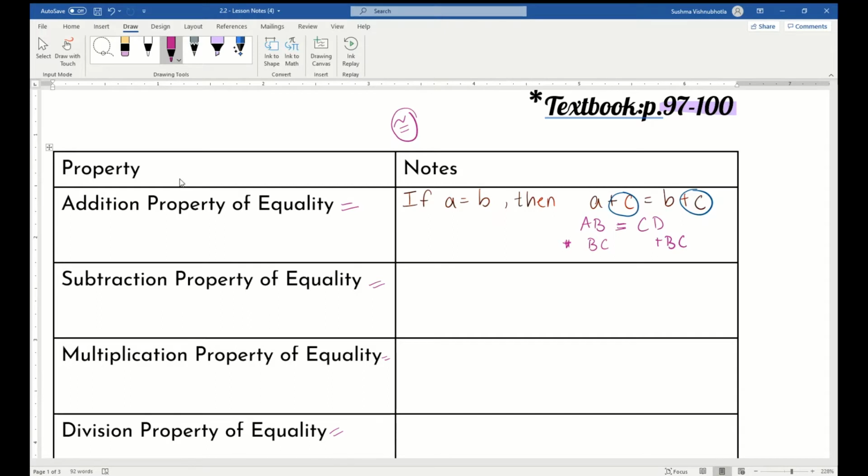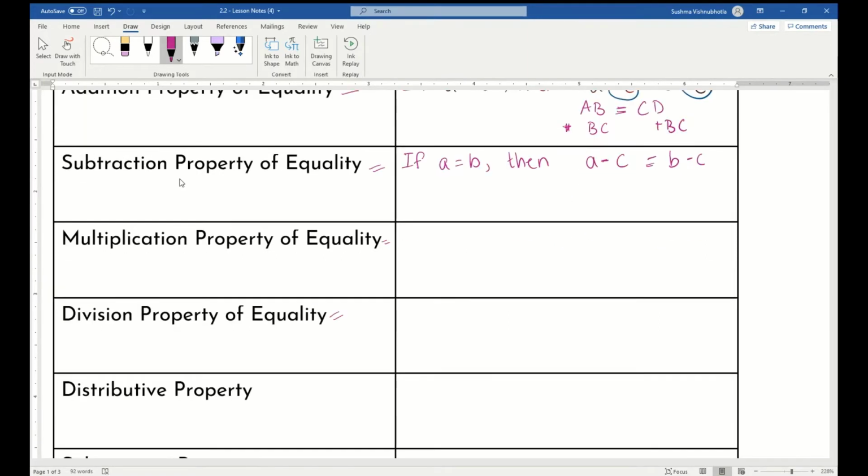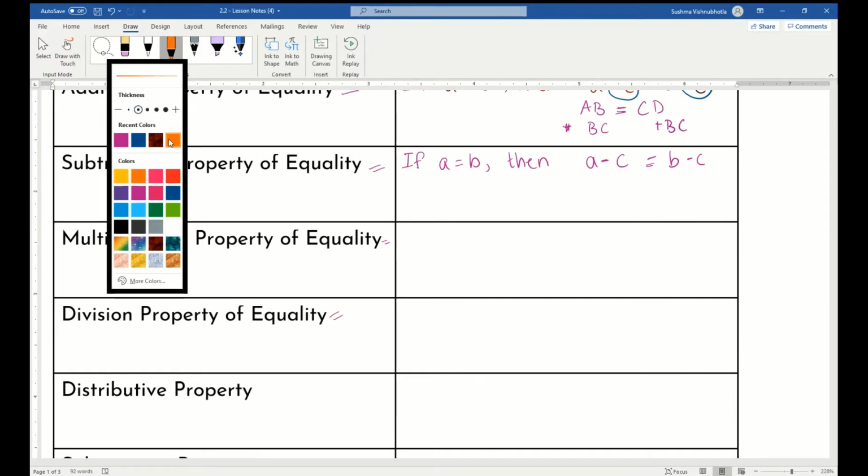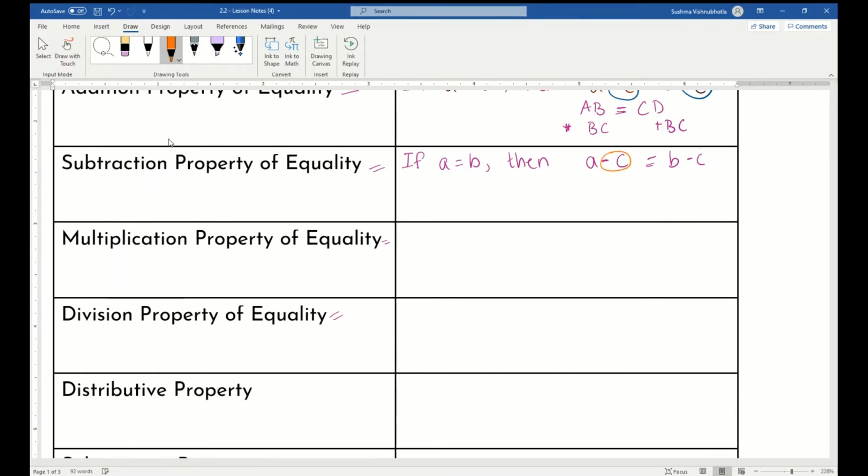The second one is the subtraction property of equality. So if you have two quantities that are equal to each other, then subtracting the same amount from both sides does not change the truth value. And just like I did with the addition, you can have the same example, but subtracting BC from both sides, and it's still the subtraction property of equality. So this is the quantity that I'm subtracting from both sides.